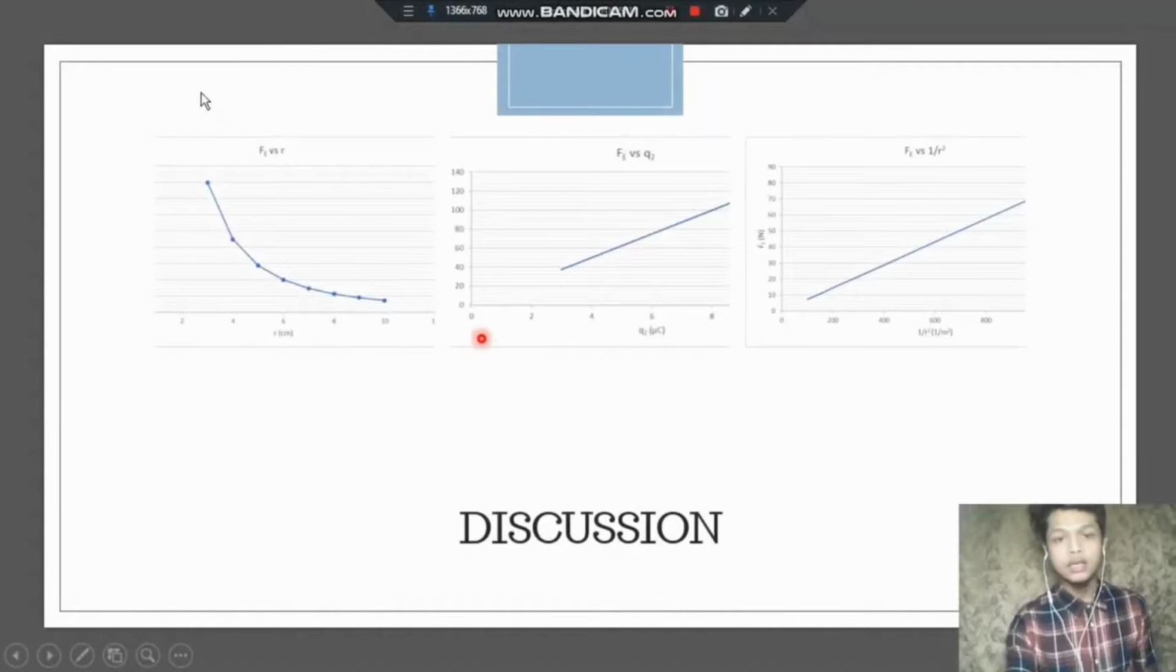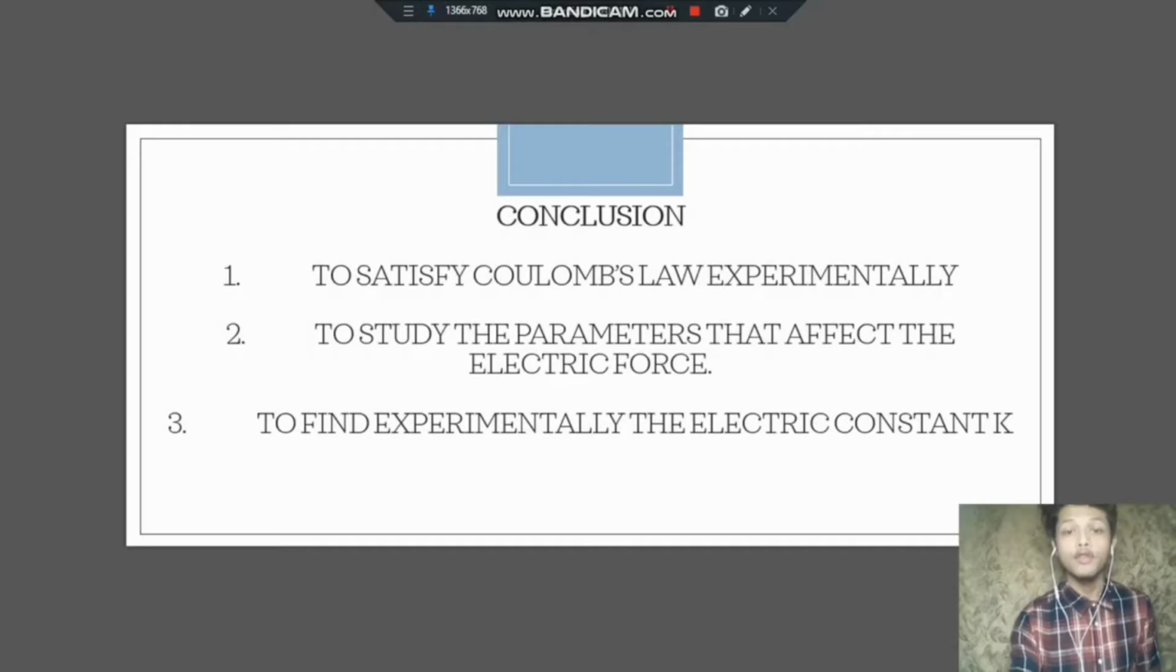Discussion. These three types of graph, we need to know them to find the electric constant k and the percentage error. The last one is the conclusion. The conclusion is based on the objectives, whether the experiment achieved them or not.